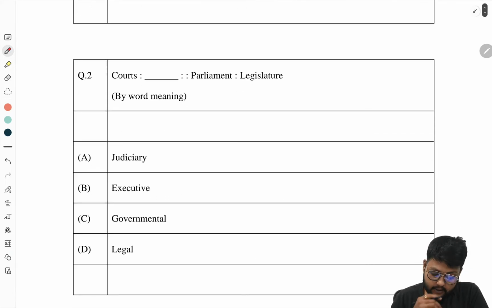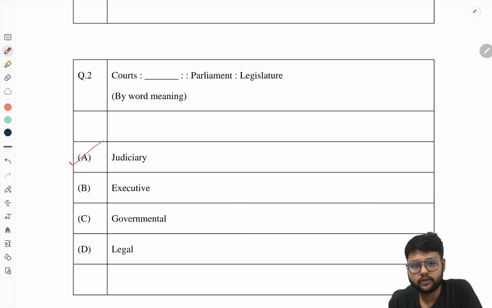Then the second question is about word meaning. Court dash and parliament legislature. Here you can see the options: judiciary, executive, governmental and legal. It's a very easy question. Judiciary will be the answer. Courts are related to the judiciary and parliament is related to the legislature.